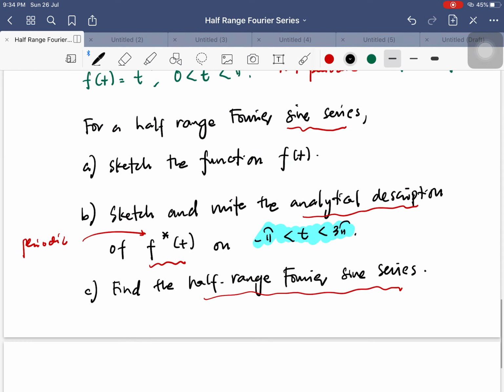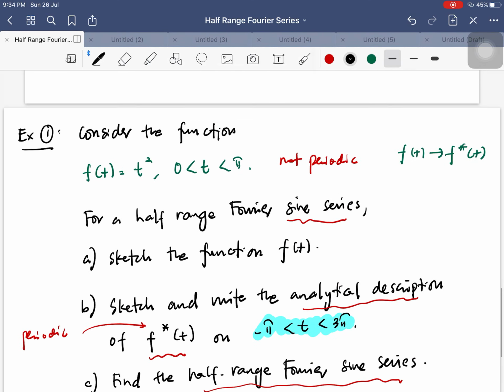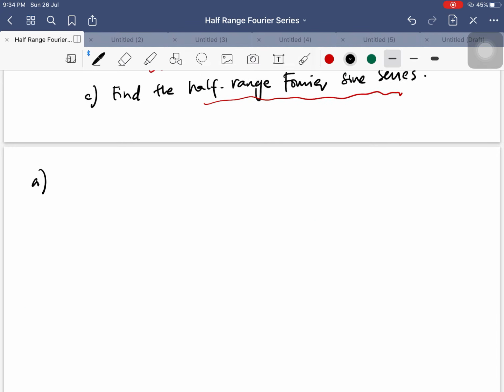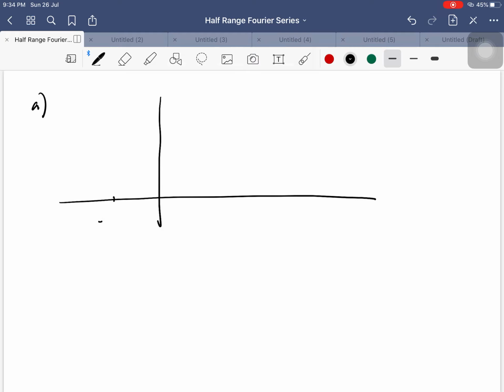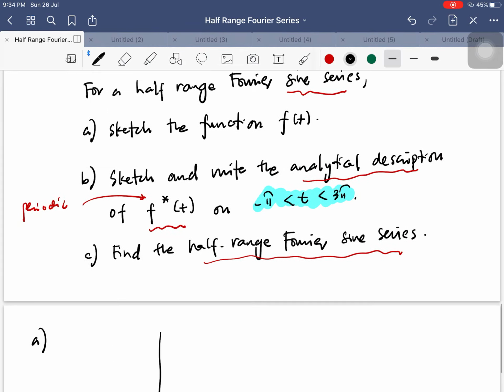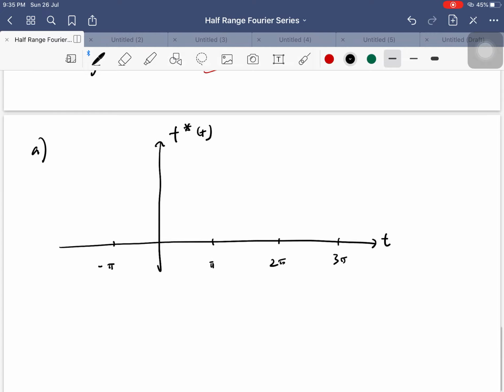So first of all, I'm going to sketch the function f of t. It's going to be from 0 until pi, but later we're going to consider the whole thing, which is going to be from negative pi to 3 pi. So I'm going to prepare the axis right away. It's going to be negative pi on this side. So I'm going to have pi, 2 pi, and also 3 pi. Okay, so this is going to be the t-axis. And this is going to be the axis of f star t.